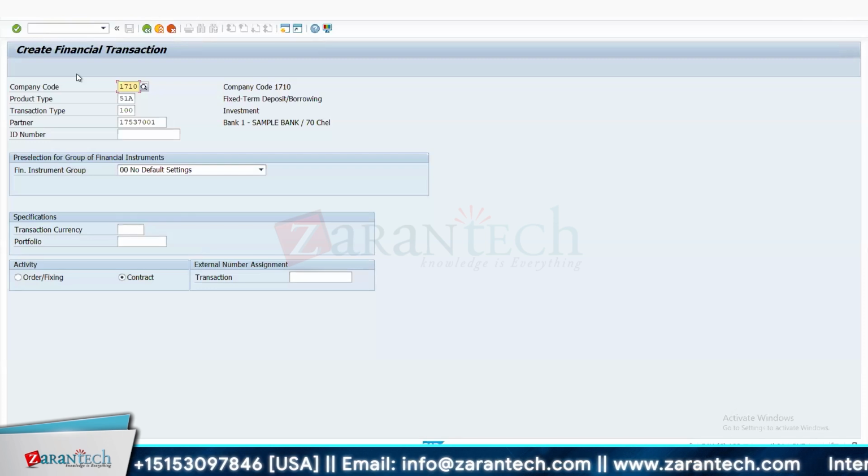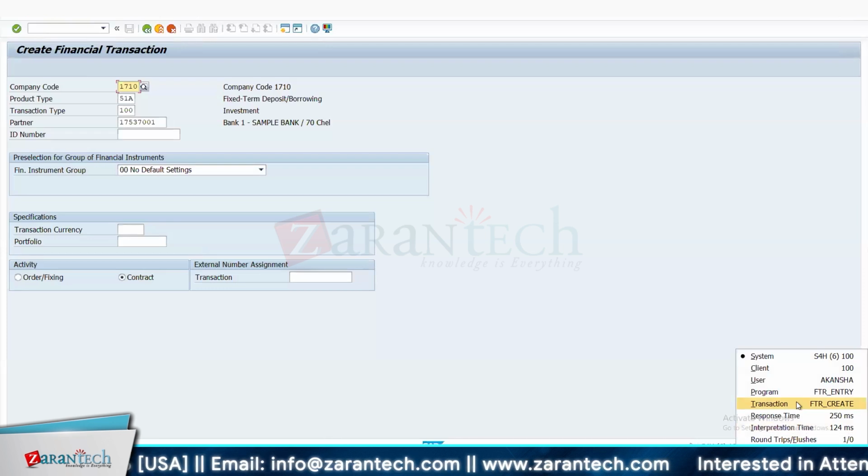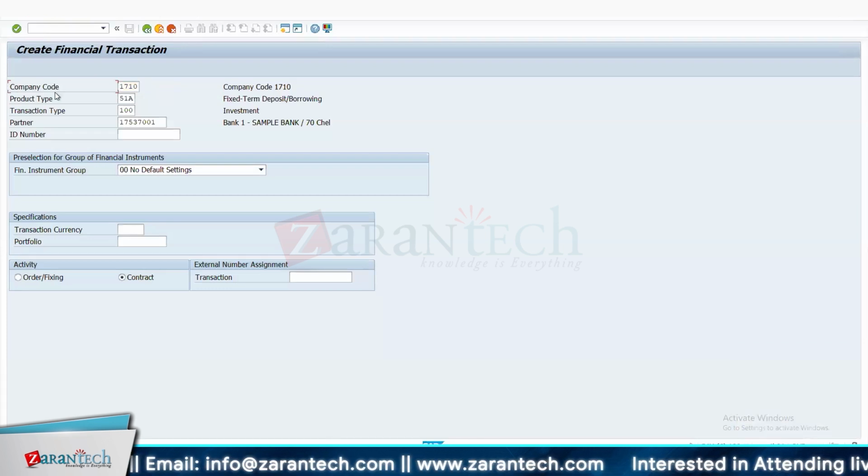Okay, thank you. So this is called FTR_create. Okay? FTR_create. So here you first have to give the company code for which you're creating the transaction, right? So let's say, as I mentioned, I'll be using 1710, which is the standard SAP company code for US. Even you guys can also use the 1710 company code.